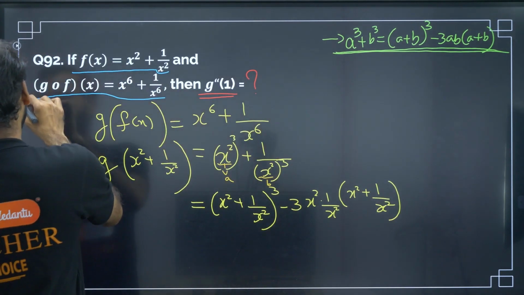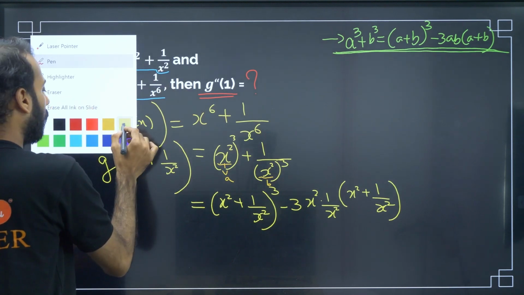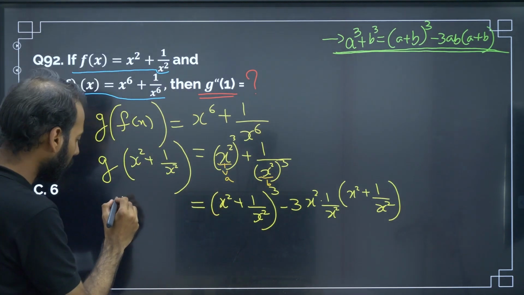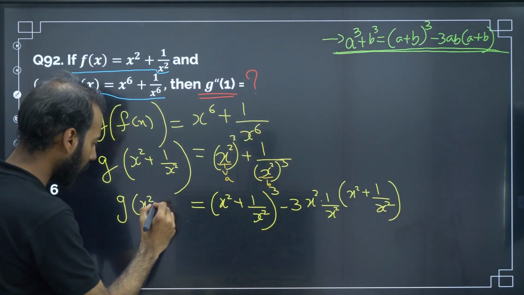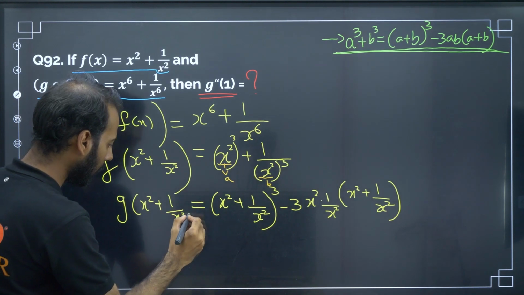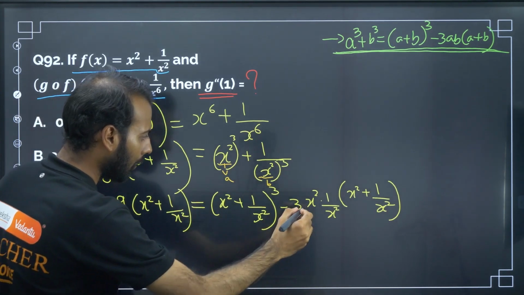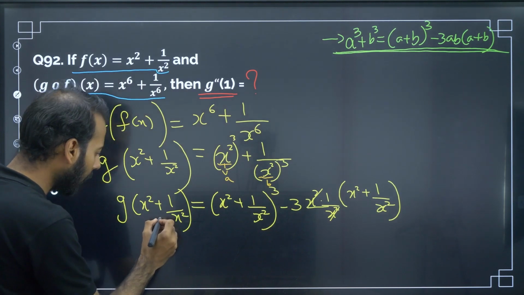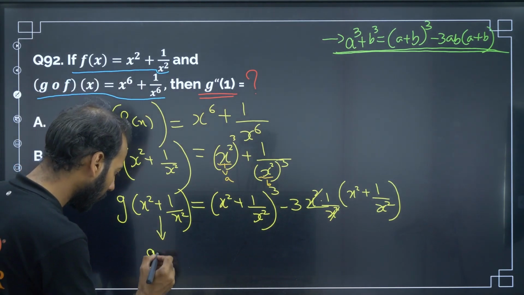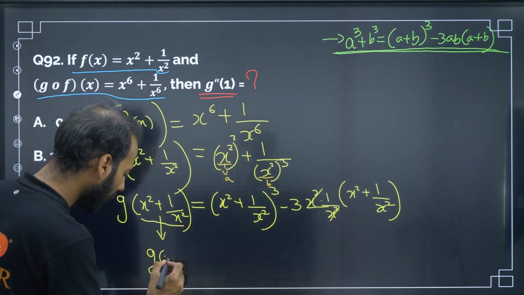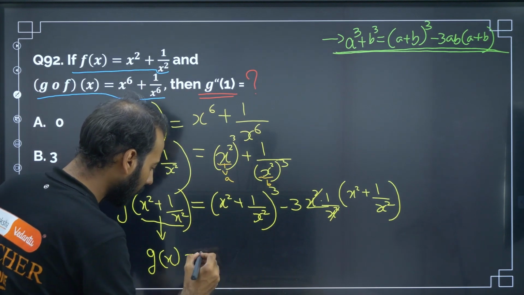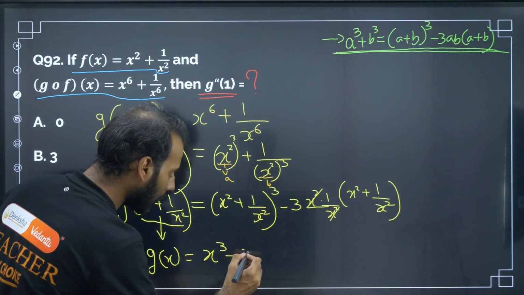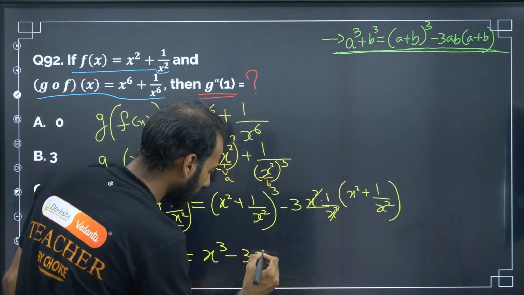Next, now this is what g of x square plus 1 by x square is, this much. X square, this and this will get cancelled. Now if I replace this entire term with x, obviously the same replacement I have to do: x cube minus 3x.